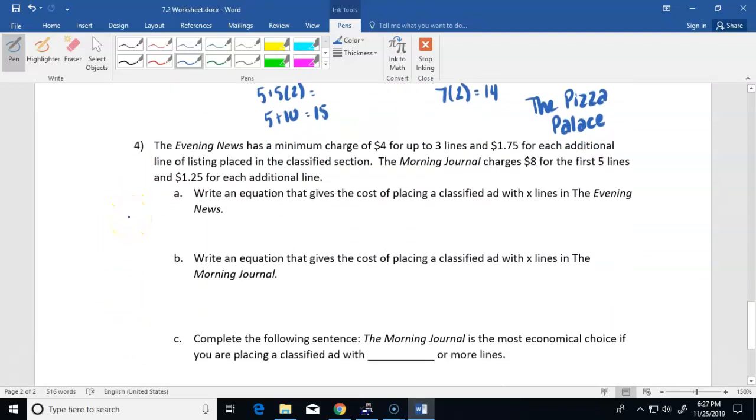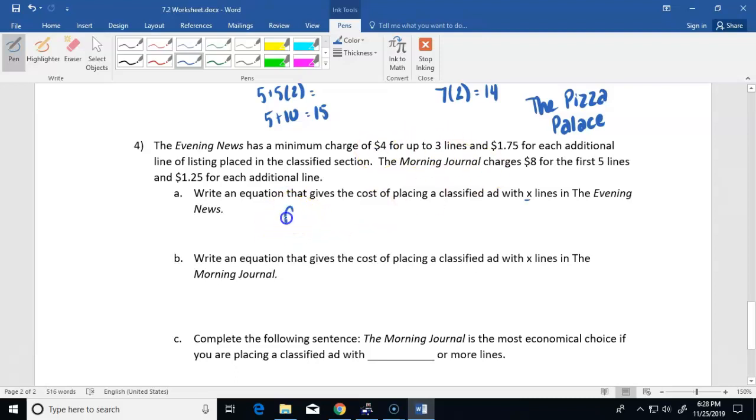Okay. Example 4 is going to be a little bit more difficult than the other problems. So the Evening News has a minimum charge of $4 for up to 3 lines and $1.75 for each additional line of listing placed in the classified section. The Morning Journal charges $8 for the first 5 lines and $1.25 for each additional line. It says write the equation that gives the cost of placing a classified ad with X lines in the Evening News. So for the Evening News, this is a little bit tricky here.